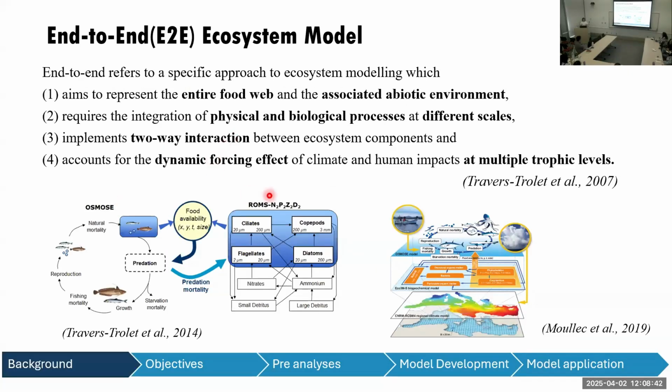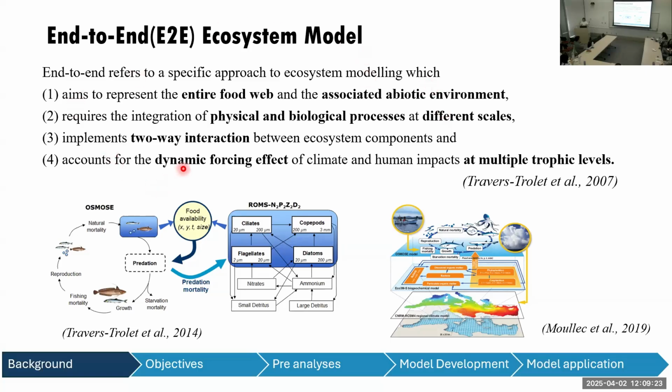The type of model that we want to develop in this project is an end-to-end ecosystem model. This refers to models that represent the entire food web and also the associated abiotic environment like temperature, salinity, etc. And it requires the integration of physical and biological processes at different scales. Here it emphasizes different scales because species at different trophic levels respond at different scales. For zooplankton, one week is a very long time, but for fish, the time scale is more like monthly or seasonally.